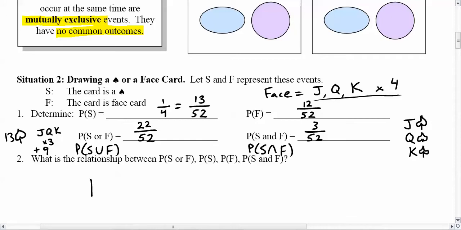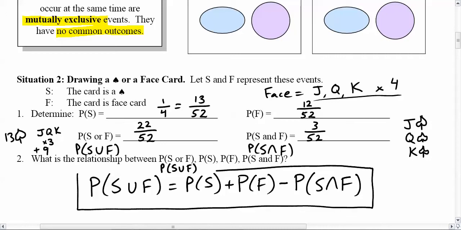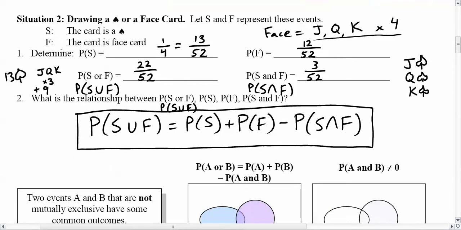So this time the formula is a little bit different. The probability of getting S or F is the probability of S plus the probability of F. But if we just add those two together, we're going to count some of the cards twice. Just like we saw last time, we have to subtract all the ones that they have in common. And this is the most general form for finding the value of P of S or F.